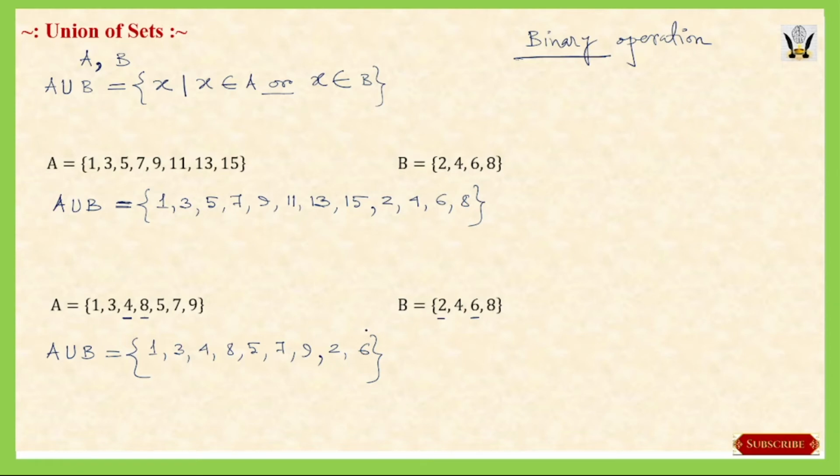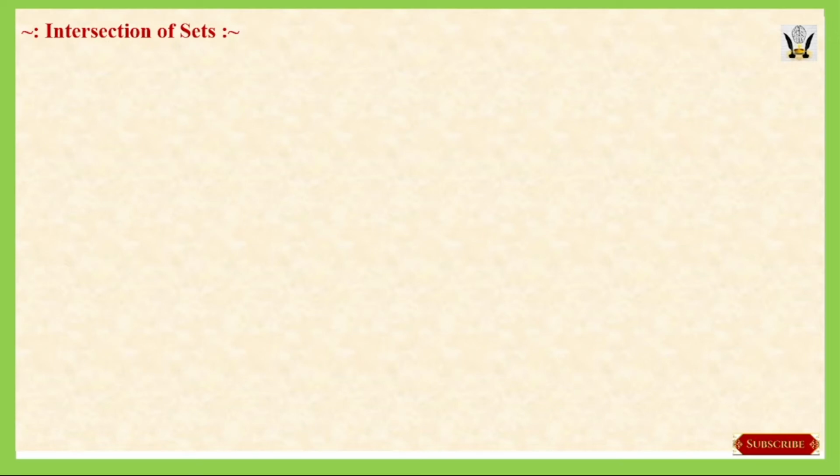The next operation that we will learn is intersection of sets. This will be performed between two sets, so this is again a binary operation. Suppose again we have two sets A and B. When we perform intersection between these two sets, this is written with a symbol that looks like an inverted U. So the intersection of A and B is written like this: A intersection B. This is how it is pronounced or read.